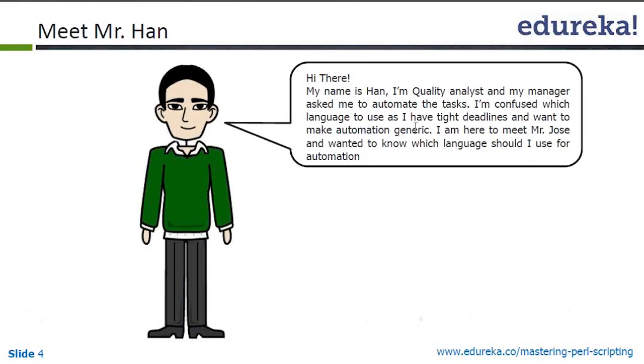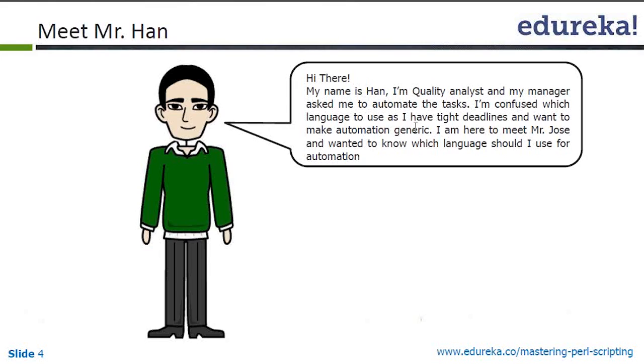And now this is Han. Now Han is a little bit confused about which language he can use, because he wants to deliver his task in a very efficient way, and he has very short deadlines. So he wants to learn a language, automate his task, and perform a lot of activities on his own, and he wants to make this product more generic.